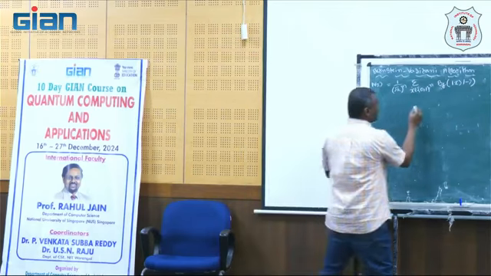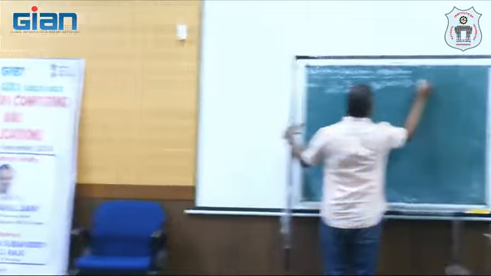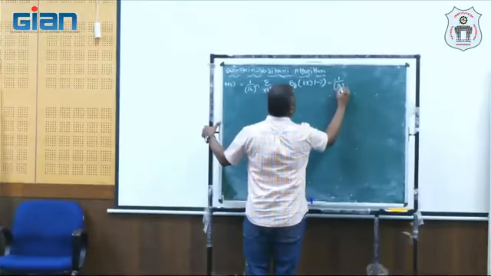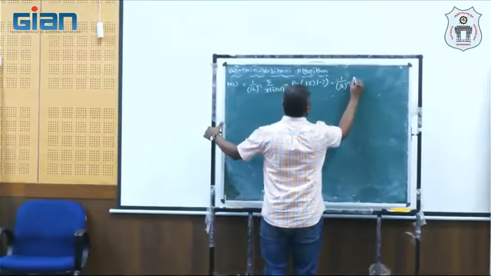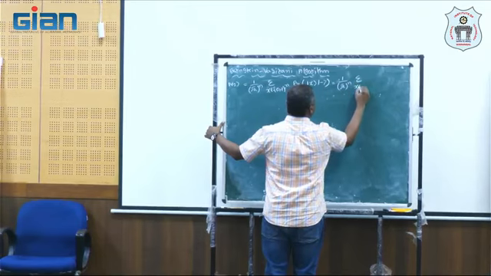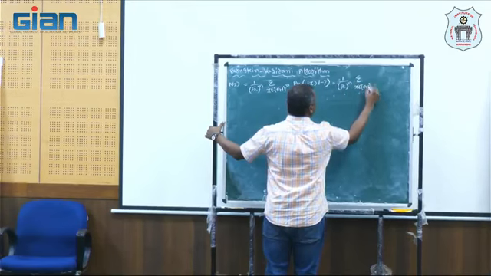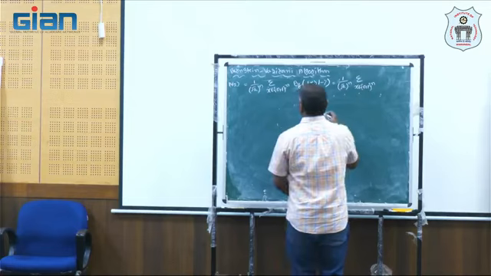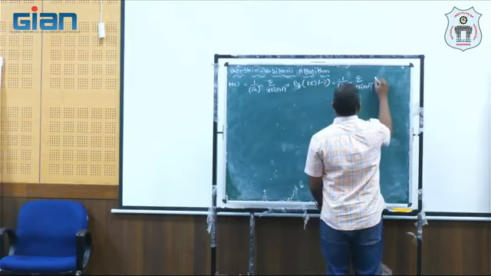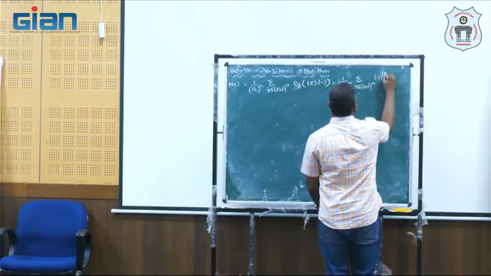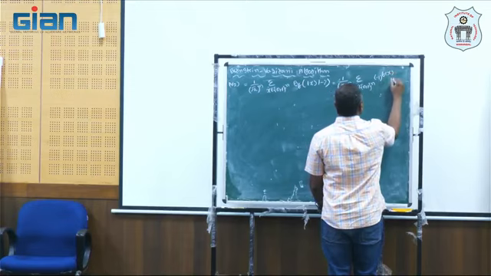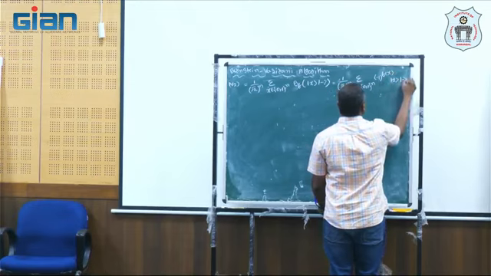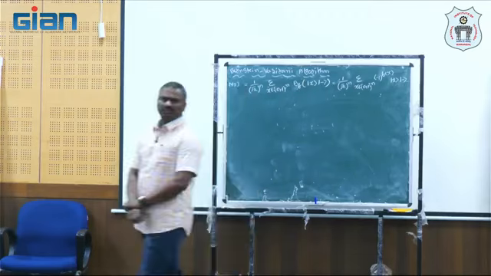So this is same as 1 by root 2 power n, sigma x in 0, 1 power n. What is this? Minus 1 whole power f of x, ket x, ket minus. Is that okay?